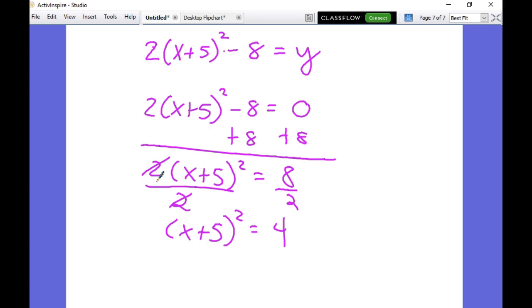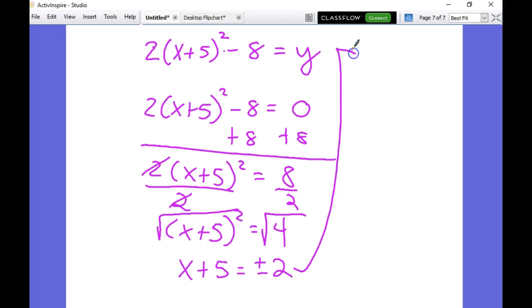Okay, here we go. Michael, what's next? Square root both sides. And what special little something happens after I do that? You have to add a plus or minus in front. That's right. So the square root of 4 is 2, and don't forget the plus and minus.